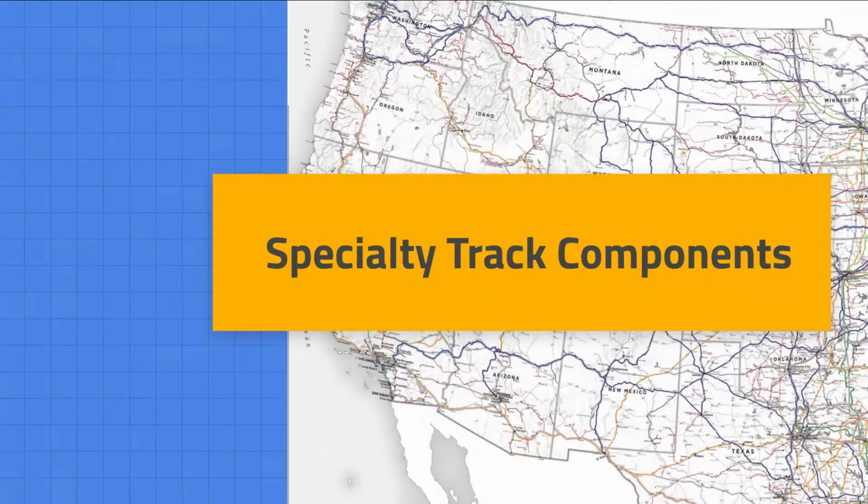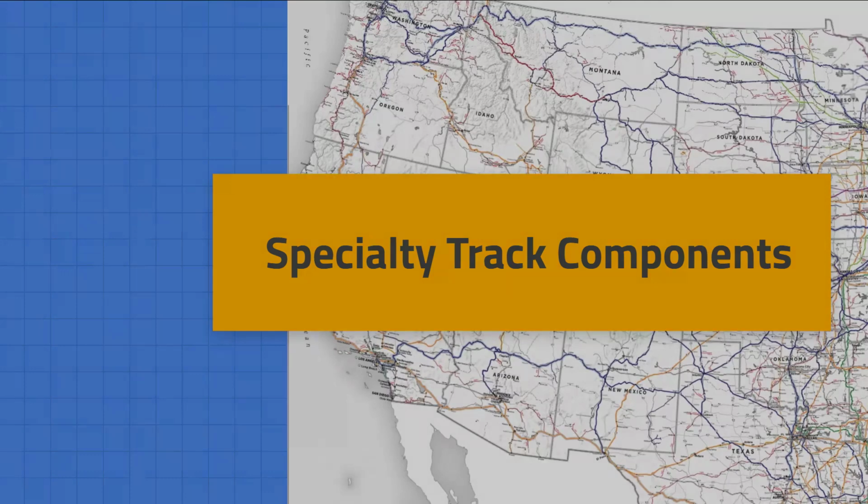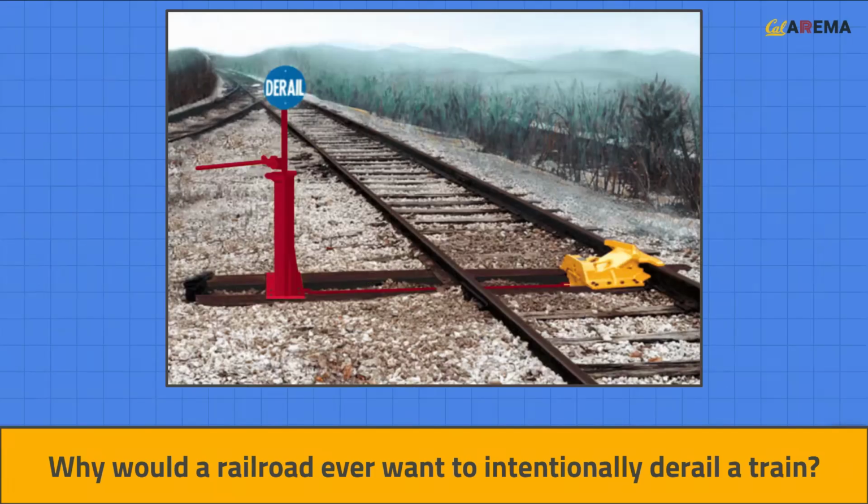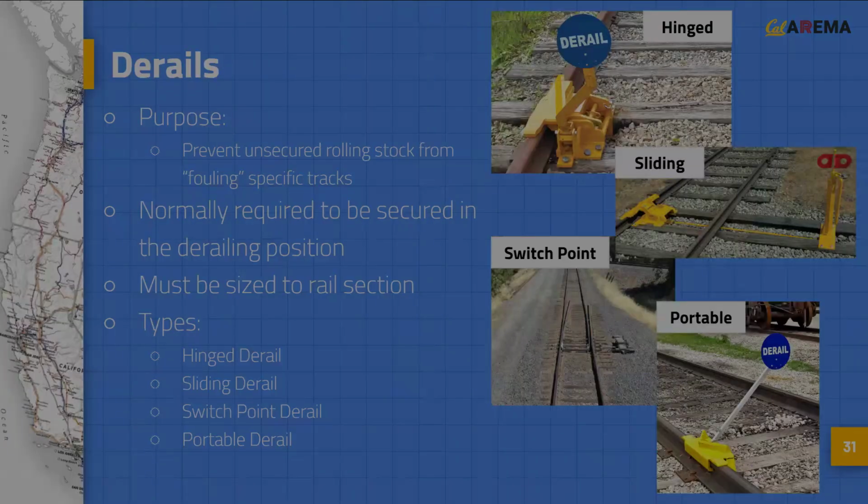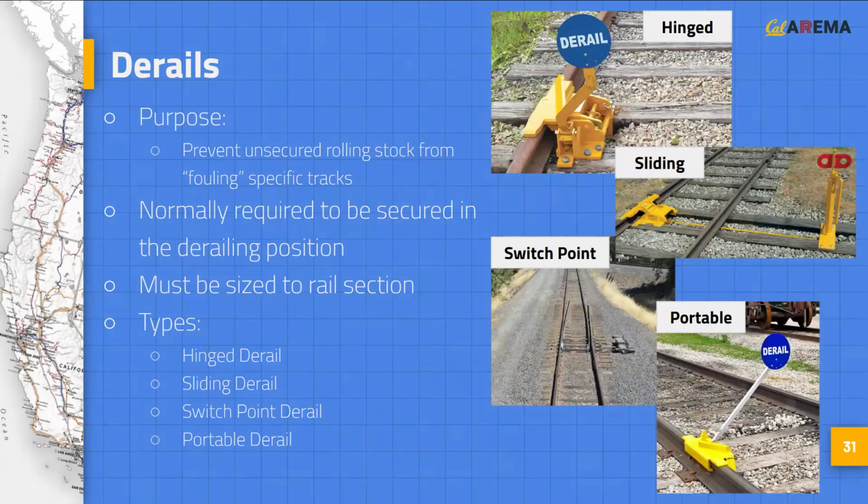Next, we will discuss a number of specialty track components with which the engineer must be familiar. To start, why would a railroad ever want to intentionally derail a train? The purpose of a derail is to secure unsecured rail cars, preventing the unintentional movement of unsecured rolling stock from following a specific track, commonly the main line. As a safety measure, many railroads require the derail to be left in the derailing position, regardless of whether there are cars occupying the track.